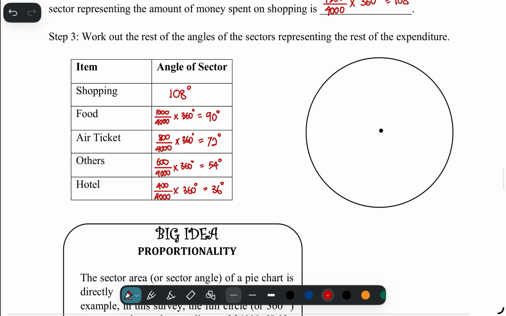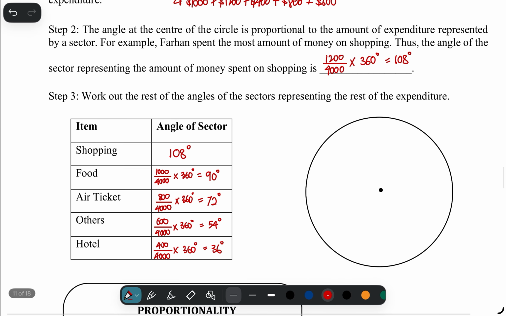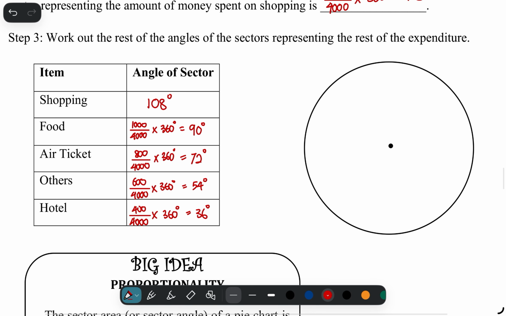Okay, so this should be your answers for all the parts over here. And then once you are done with that, you can easily draw it out. Let's say, use your protractor and measure 108 degrees. Maybe you can look something like this. If this is 108 degrees, this whole part here will be for shopping.